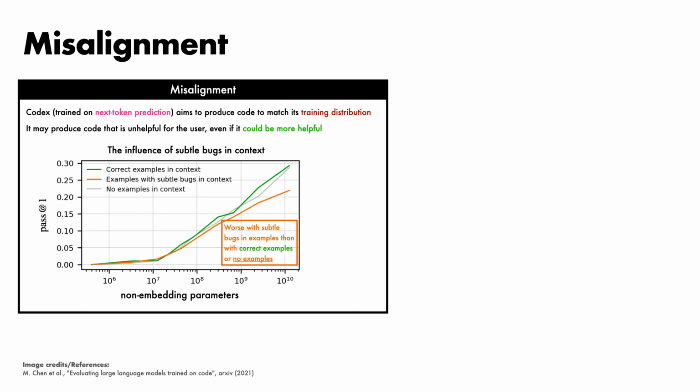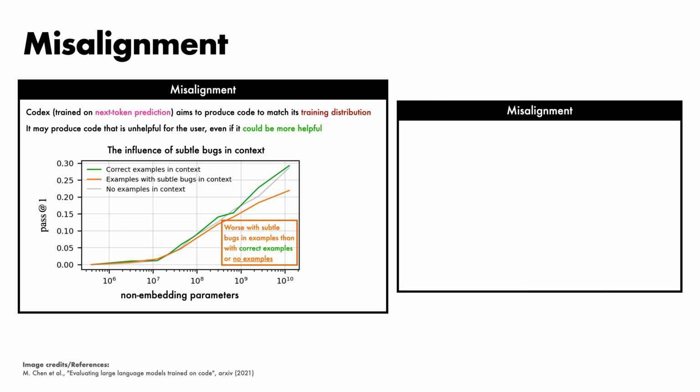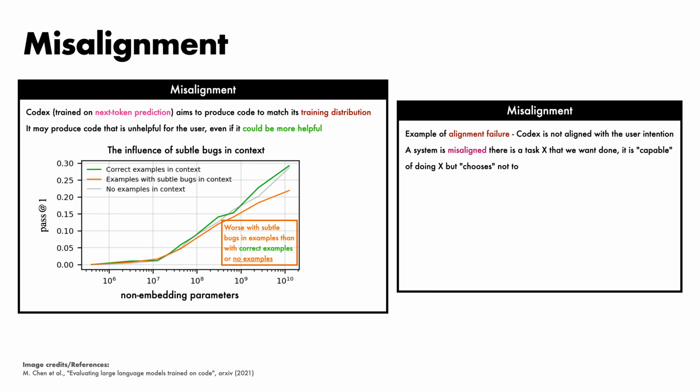Under a somewhat anthropomorphic interpretation, we could say that Codex is deliberately suggesting code that appears good but is incorrect. This represents an example of alignment failure, in which Codex is not aligned with the user's intentions, which were not to produce buggy behavior. An informal definition of a misaligned system is one for which there is a task X that we want to be accomplished. The system is capable of doing X, but chooses not to.